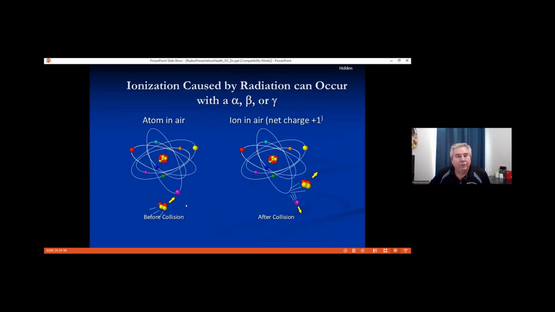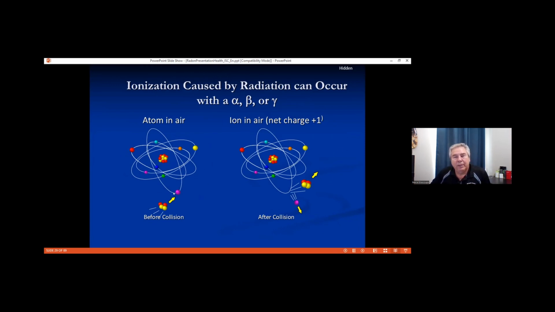So here's an example of what I was explaining. You have this alpha particle, which contains 2 protons, 2 electrons that got released from the nucleus of a radon atom, flying through the air. It's going to hit other atoms that are in the air and could dislodge these electrons.